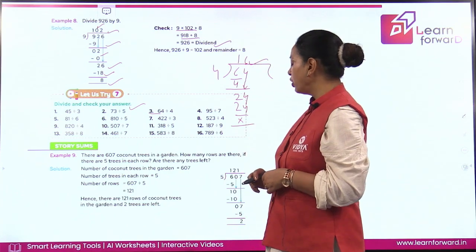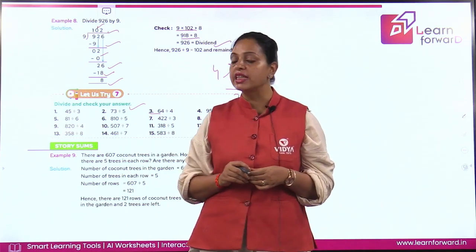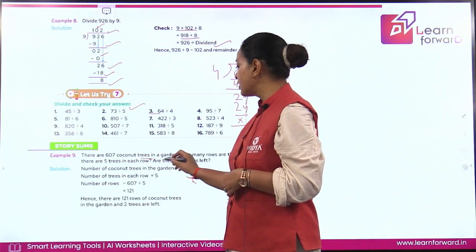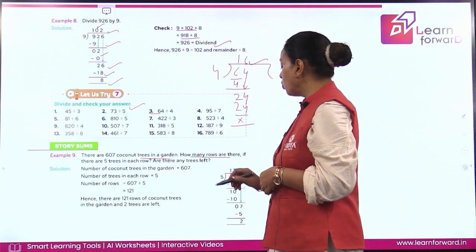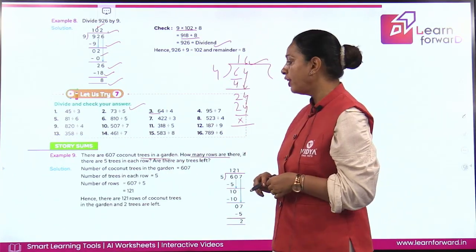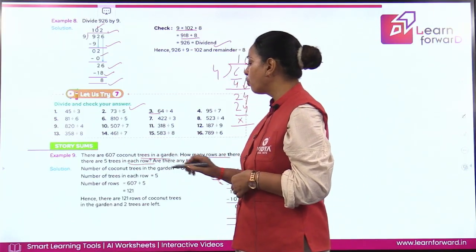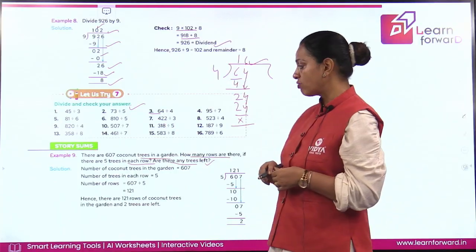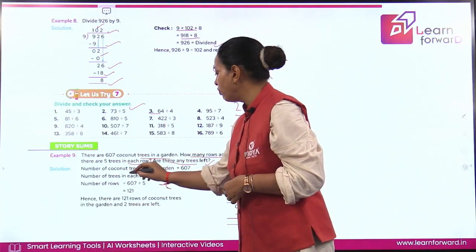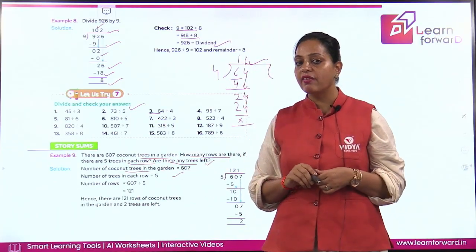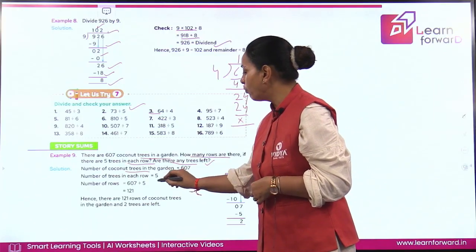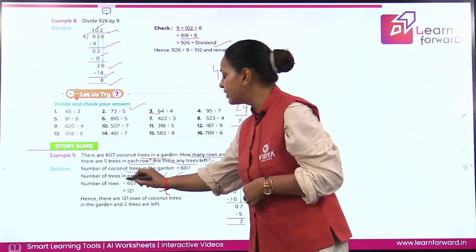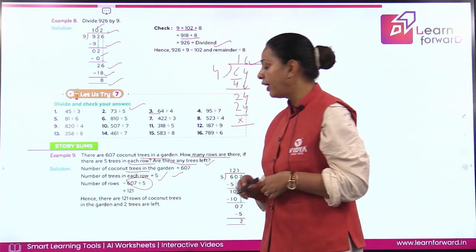Now we are talking about story sums. Example 9. There are 607 coconut trees in a garden. How many rows are there? If there are 5 trees in each row, are there any trees left? So let us try. Number of coconut trees in the garden is 607 and number of trees in one row is 5. So to find the number of rows, we divide 607 by 5.